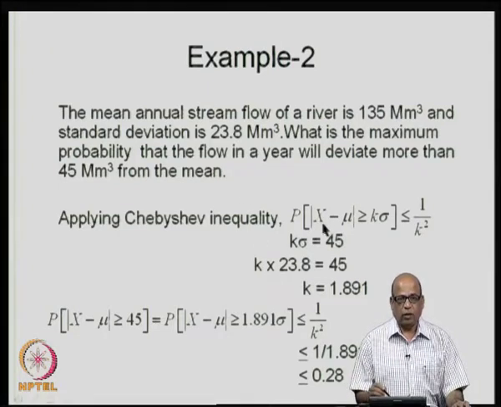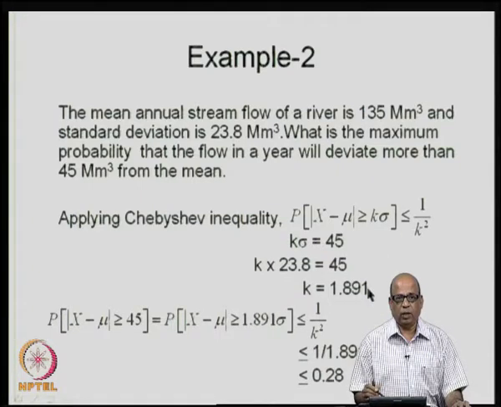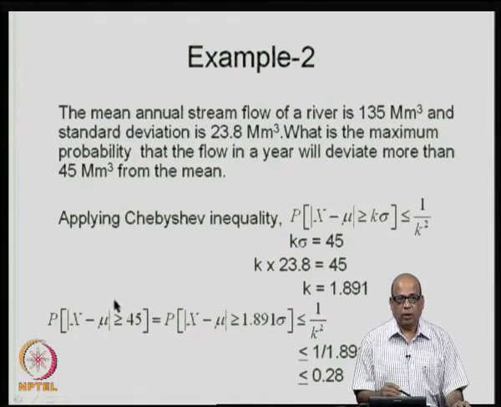So, we will use the Chebyshev inequality, which states that the probability of the absolute value of the deviation x minus mu being greater than or equal to k sigma will be less than or equal to 1 by k square. So, here we are saying that k sigma is equal to 45, because we are asking what is the maximum probability that the flow in a year will deviate more than 45 million cubic meters. So, k into 23.8, which is the standard deviation sigma, will be equal to 45, and therefore, k will be equal to 1.891 in this particular expression.